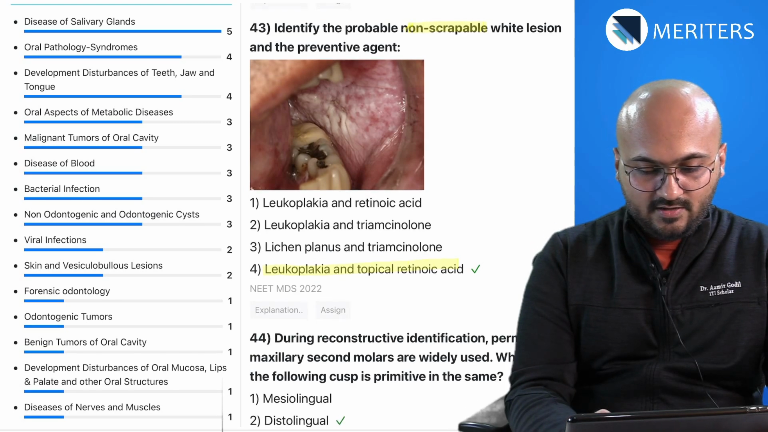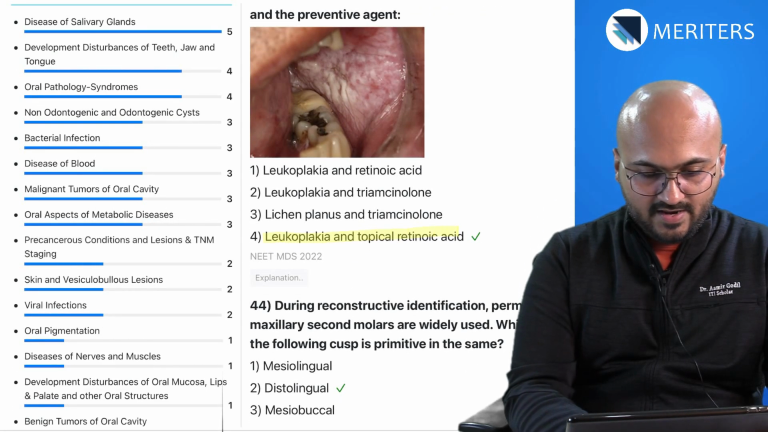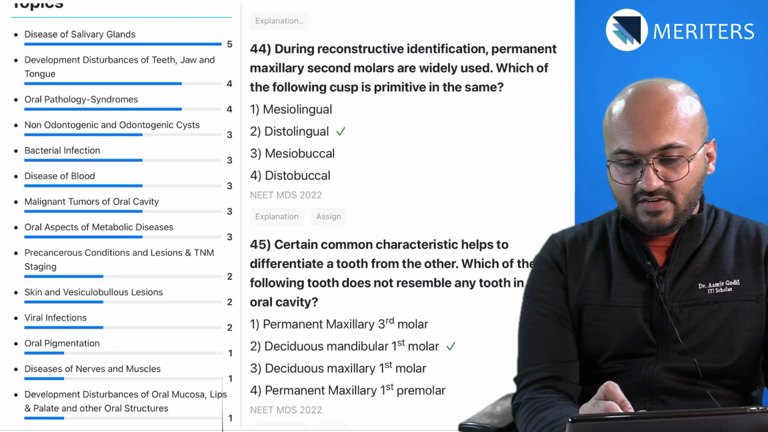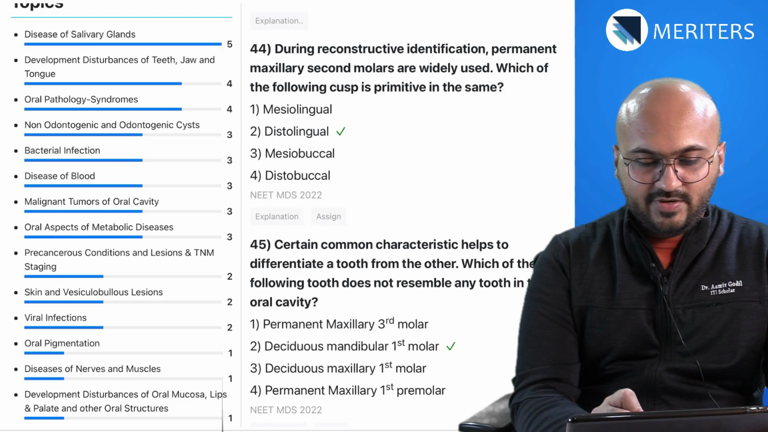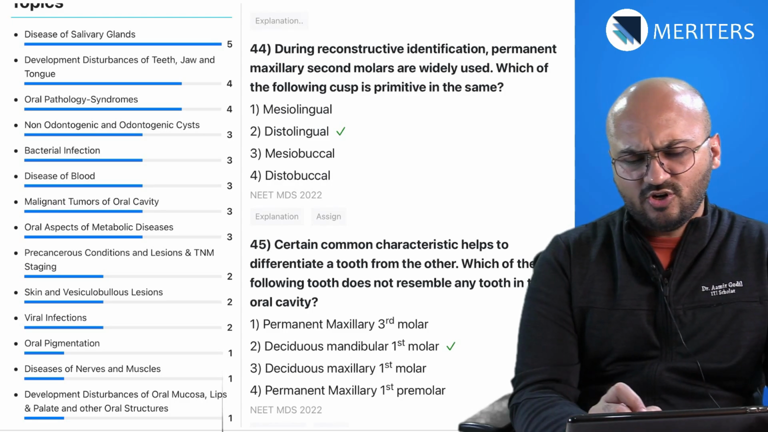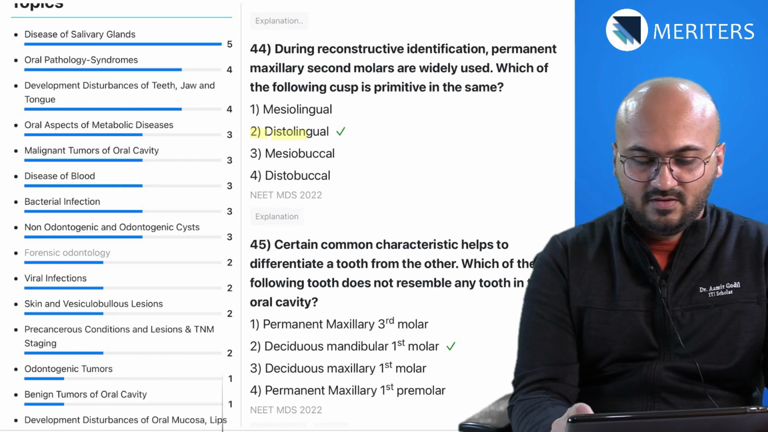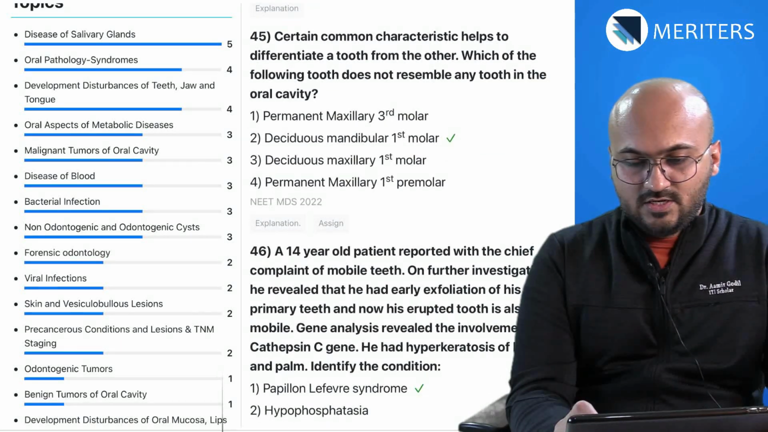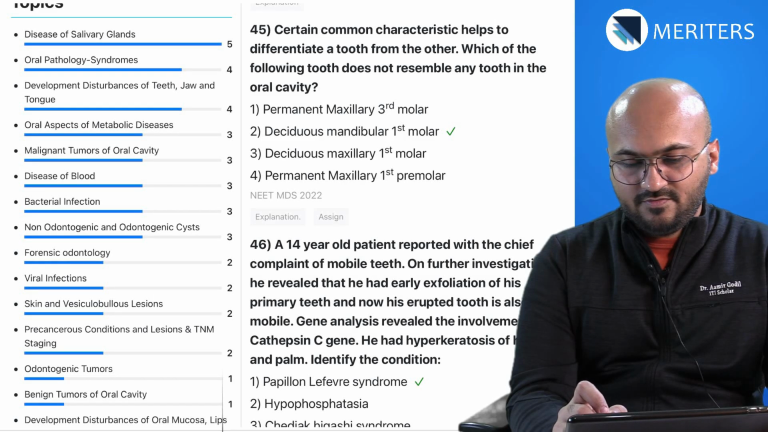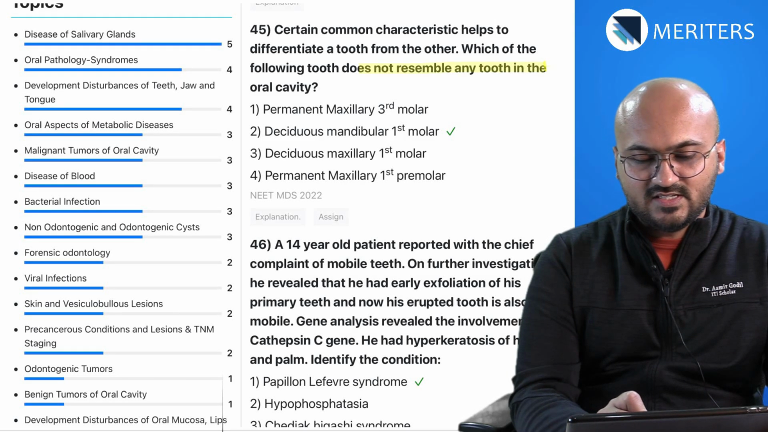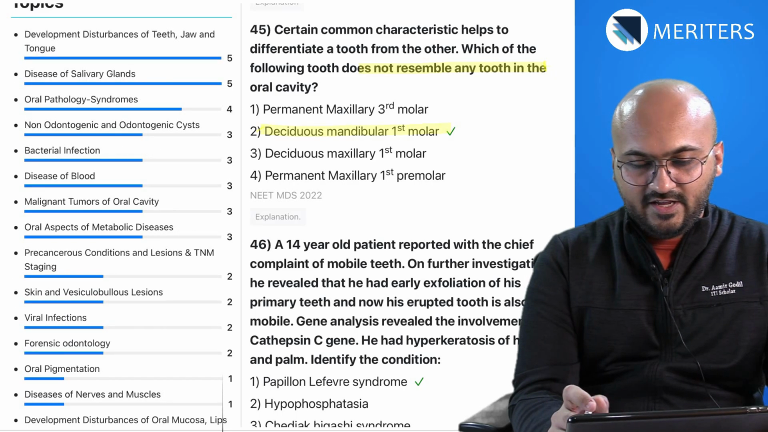That would be leukoplakia, pre-malignant, pre-cancerous conditions. During reconstructive identification, how do you differentiate between teeth? So that is forensic odontology and also on tooth development. This question can also fit in dental anatomy. Certain common characteristics help us differentiate one tooth from another. Which of the following tooth does not resemble any tooth? Again, forensic odontology or DA or development.